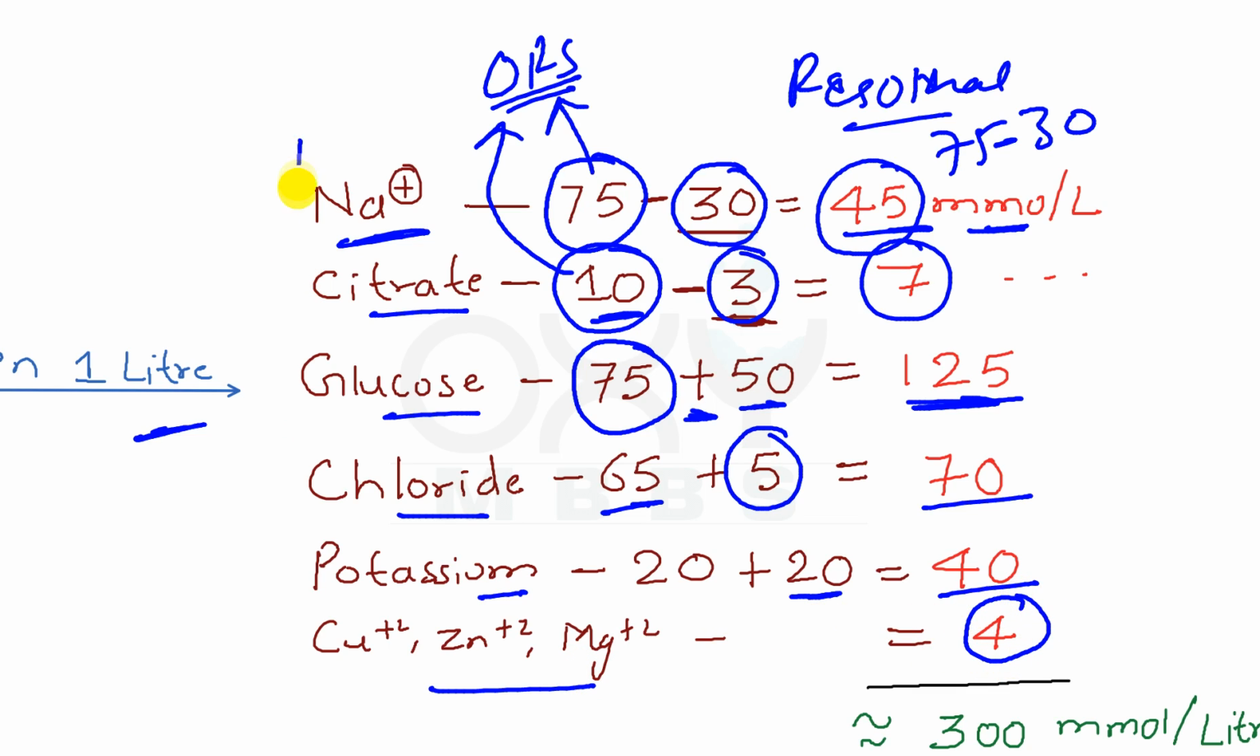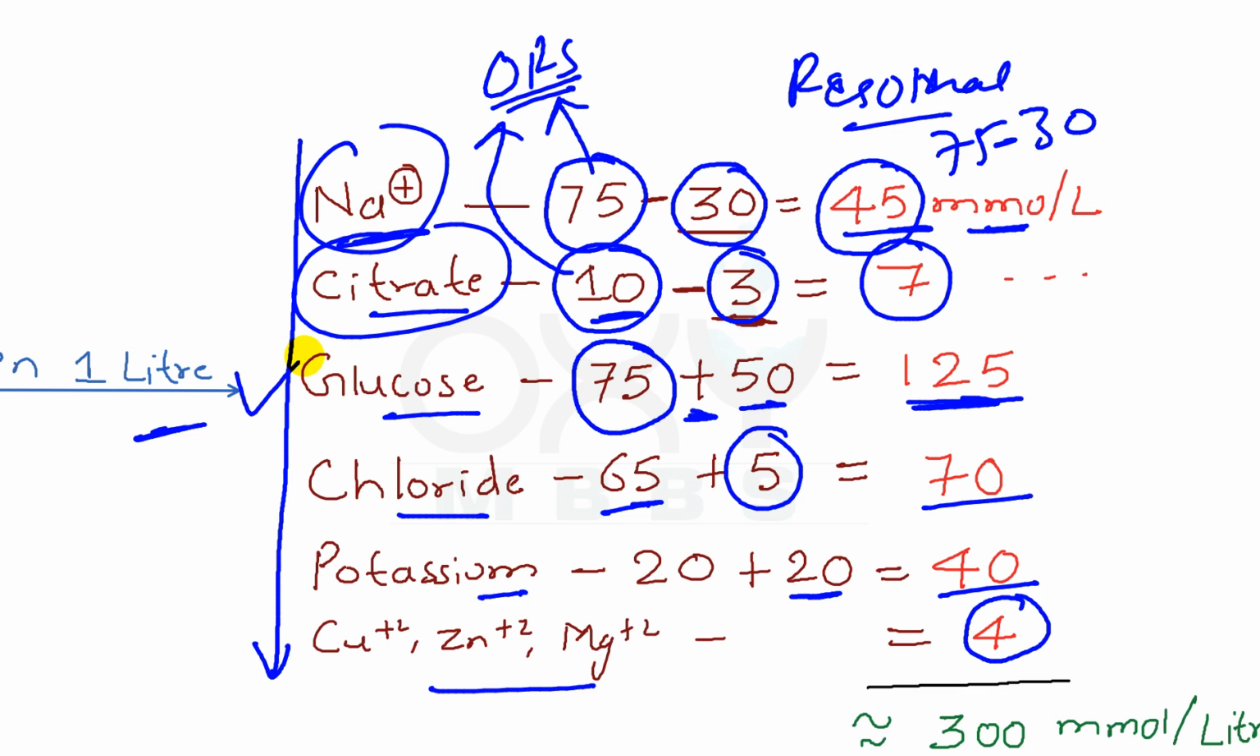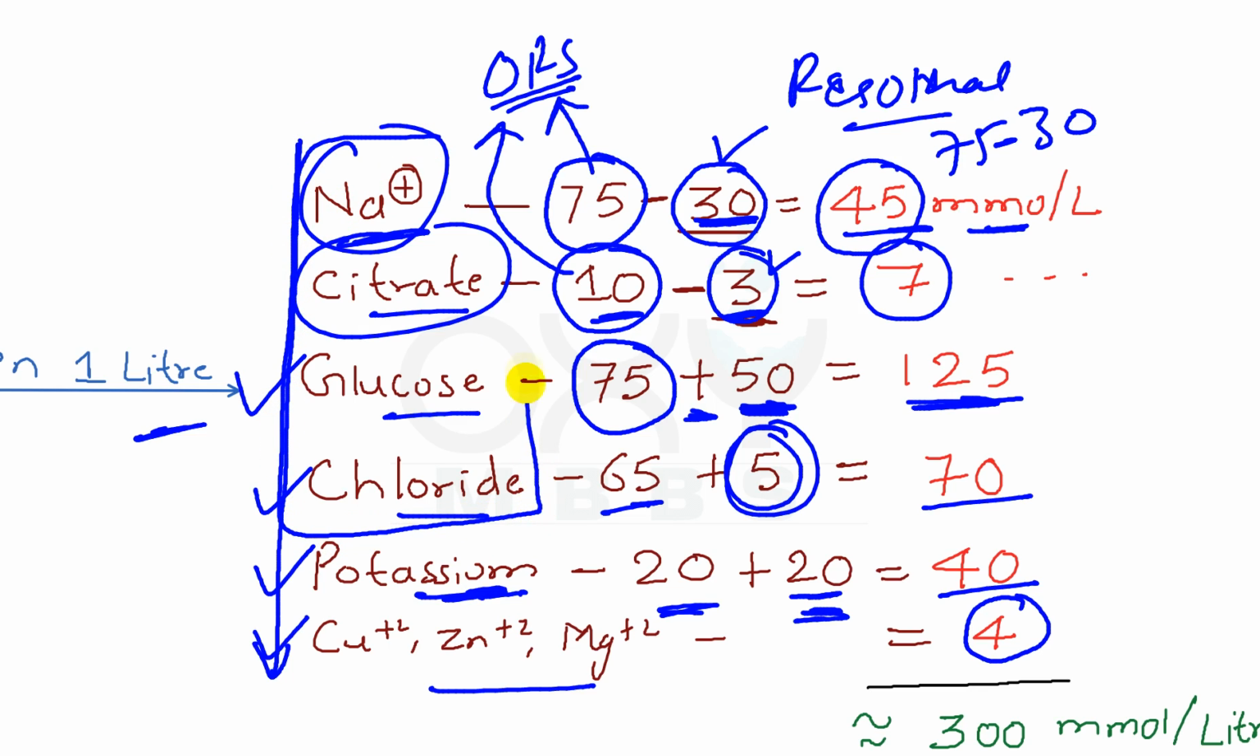So if you write the sequence like this, then everything will become easy. Sodium first, citrate, then glucose, then chloride, then potassium, then minerals. So from the sodium we will minimize number 30, from the citrate number 3, from 30 there is 3, from 50 there is 5, and 20 cricket match. So for the potassium, very simple, and for all these sodium, citrate, glucose and chloride, you just write this sequence.